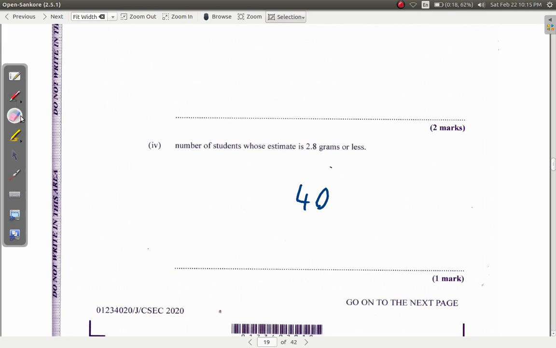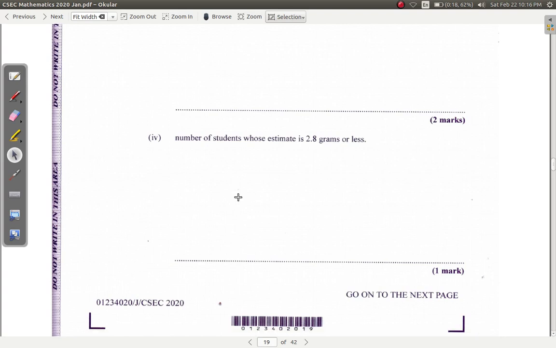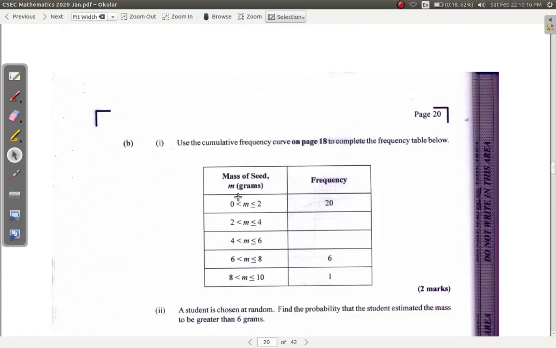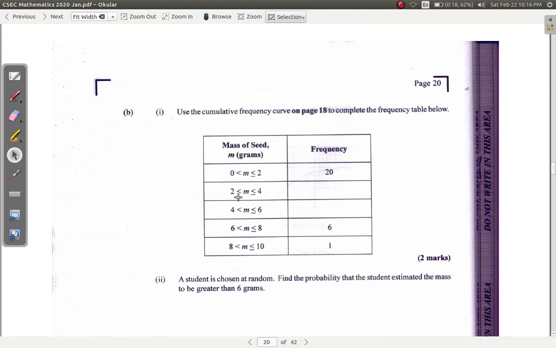All right. Now, let's just erase that and see what else is going on with this question. We're going to have part B. What we'll do is just look at part B a little later on.